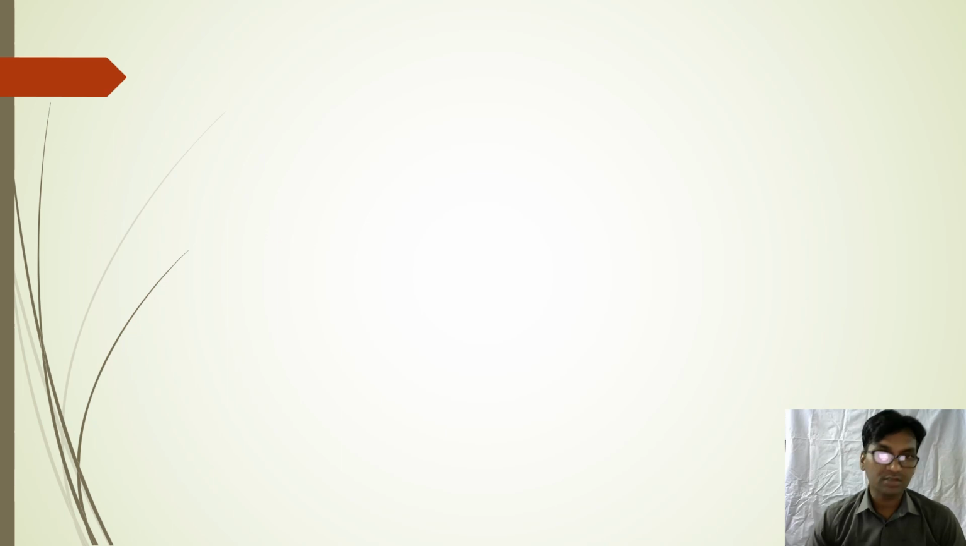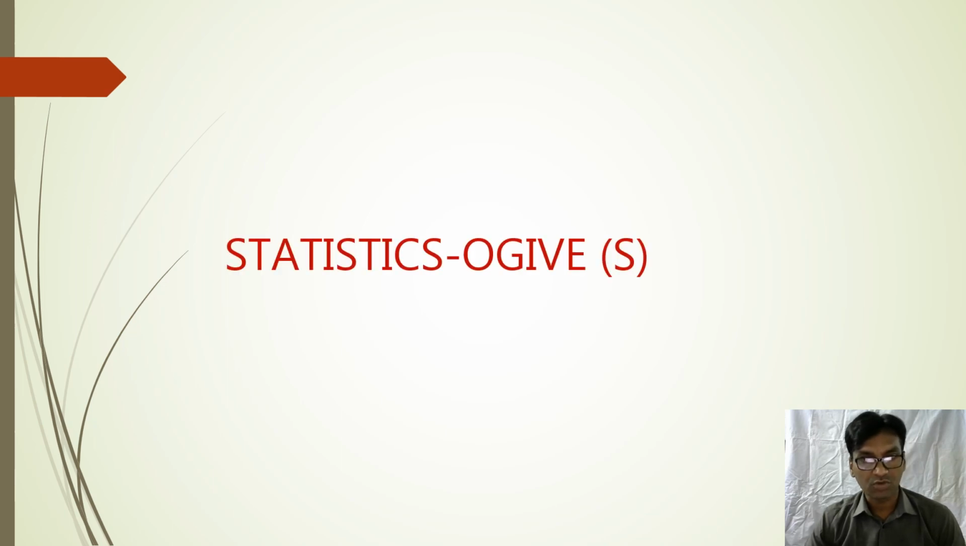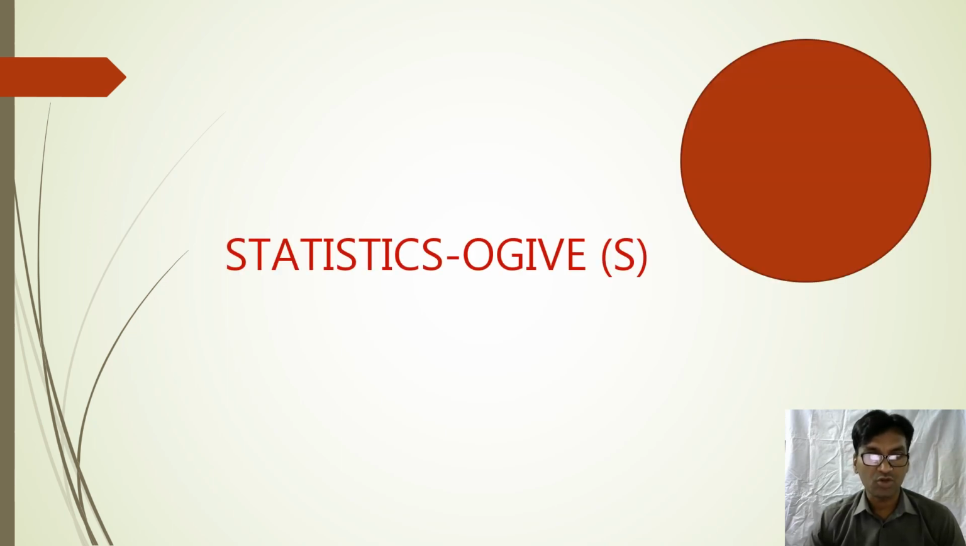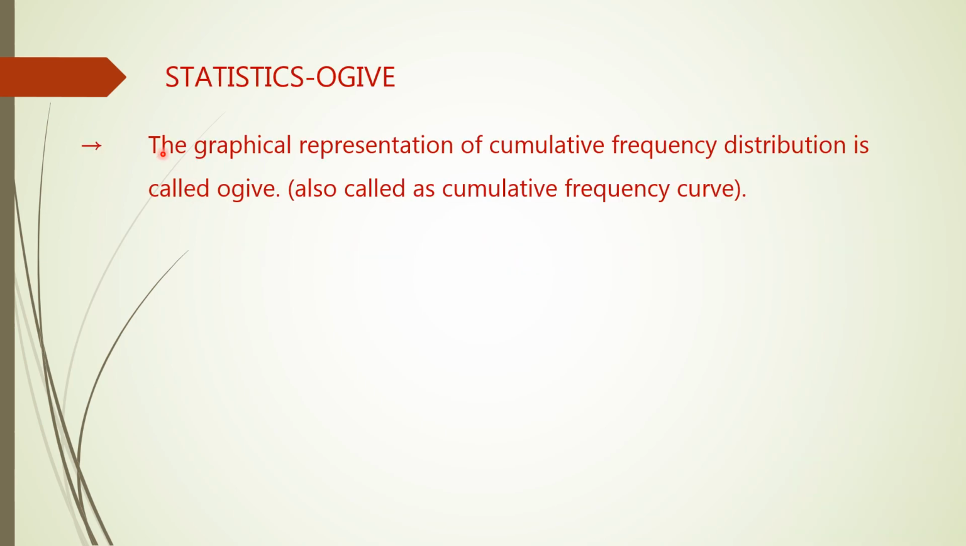In today's class, I am going to explain about ogives, the last topic in statistics. The graphical representation of cumulative frequency distribution is called ogive, O-G-I-V-E, also called the cumulative frequency curve.